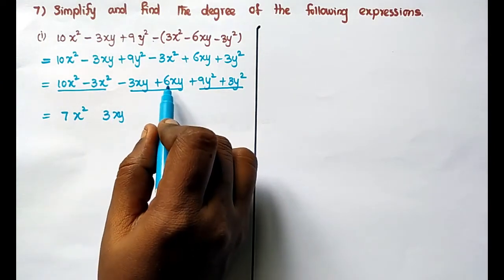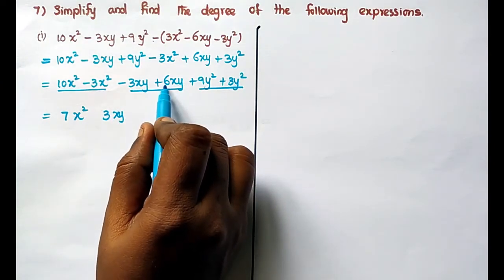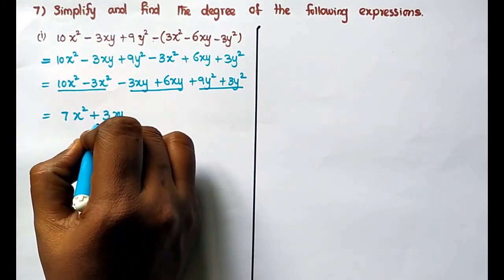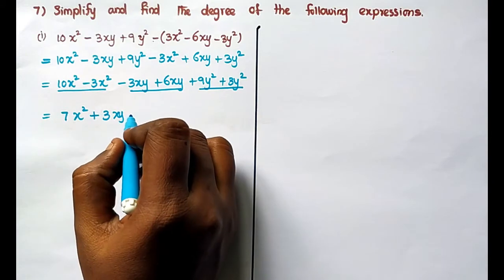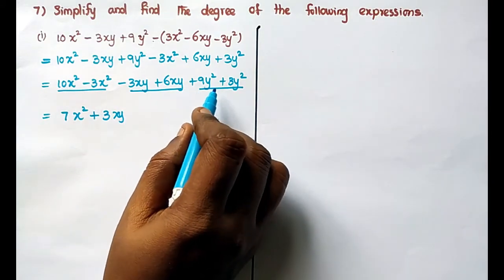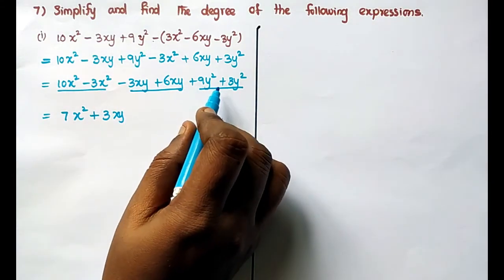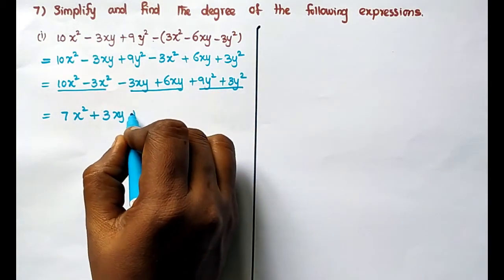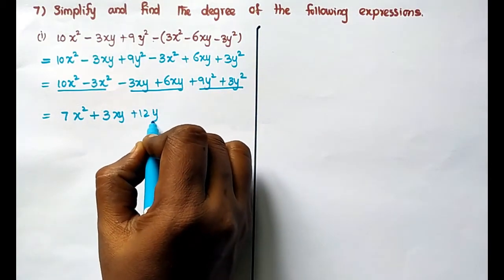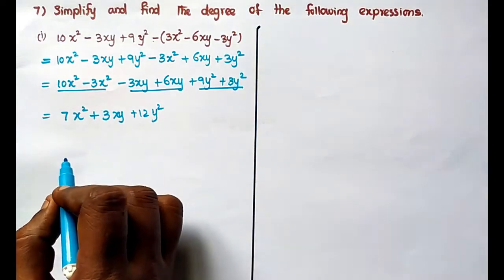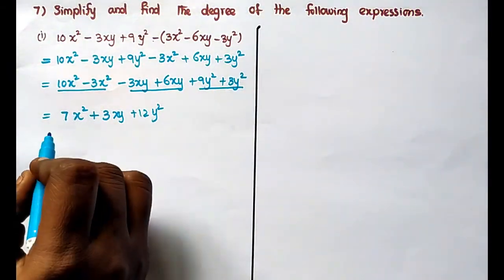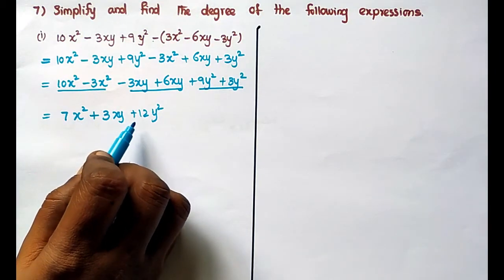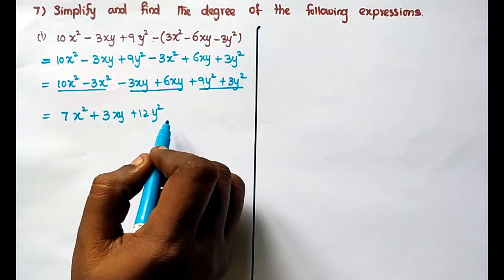Listen, which one is greater here? 6 is the greater, so that sign is plus. We put plus only here. Next one, plus plus, same sign. We have to add the numbers, means 9 plus 3, 12, plus 12y squared terms. So listen, 7x squared plus 3xy plus 12y squared.